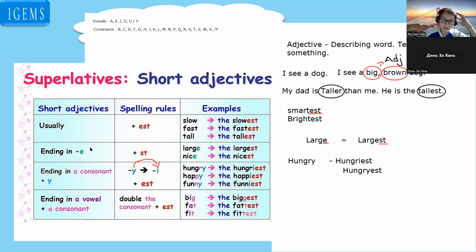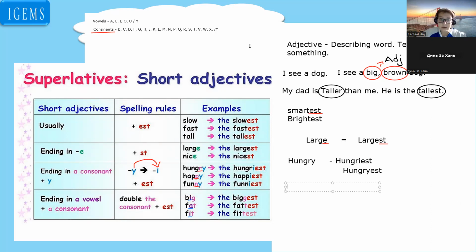Yes. Okay, so here with the Y and the I, if it ends in a consonant, so R, P, and N is consonant, then it changes to I. Okay, if it ends in a vowel plus a consonant, so double the consonant plus EST. So if you look here, it ends in R, T, and N is consonant. But if it ends in I, A, and F, that's a vowel. So we double the consonant.